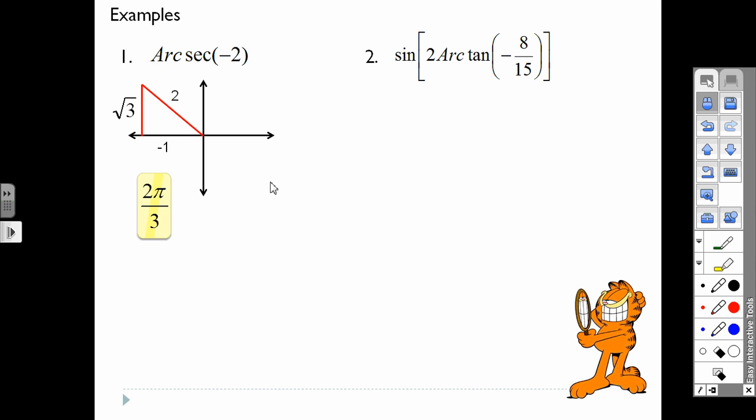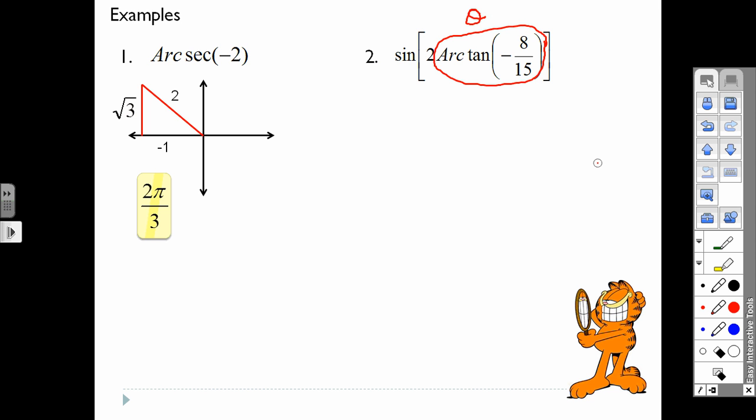Okay, so that's not too bad, but then we jump over here to number 2, and this is where it gets a little complicated, because look, there's a 2 right here. You've got to ask yourself, what is that 2 doing there? Well, remember that this whole thing right here, arctangent of -8/15, represents theta. That's an angle.